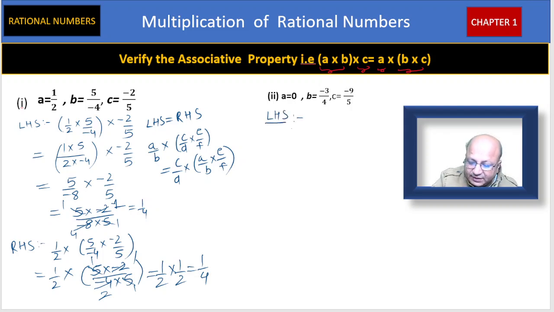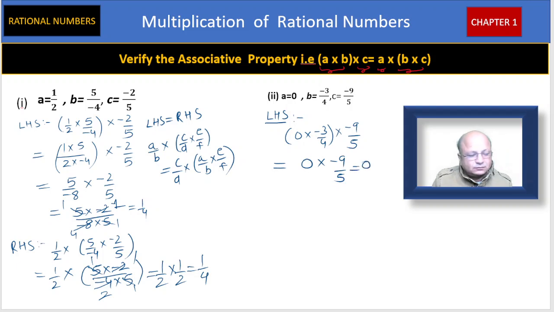So LHS will be 0 into minus 3 upon 4 in bracket multiply by C, which is minus 9 upon 5, is equal to, when a number is multiplied by a 0, we get a result as 0. So multiply by minus 9 upon 5. So answer will be 0. Right hand side.